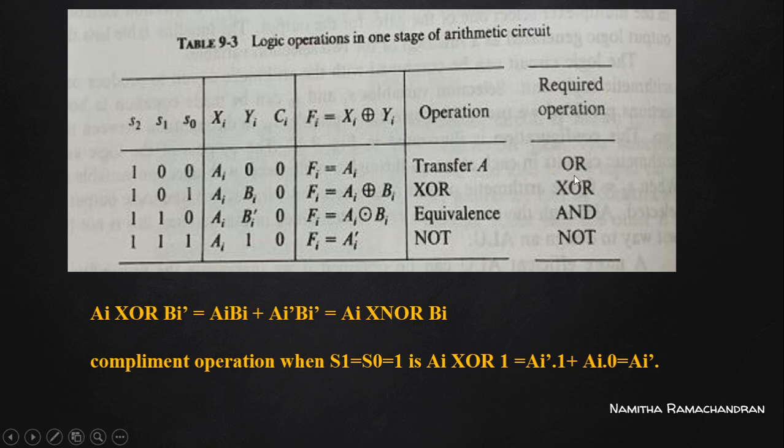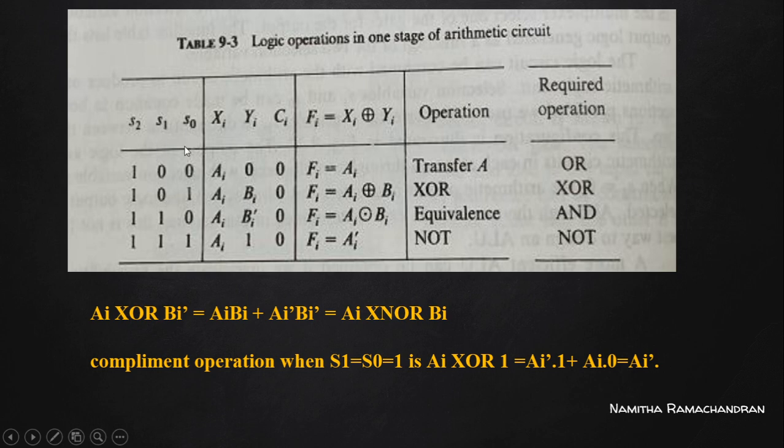Now we want to get the expected operation. In this particular situation, the expected logical operation is OR. In our arithmetic circuit, in the case of S1 equal to 0 and S0 equal to 0, with Xi equal to Ai and Yi equal to 0, and with Ci equal to 0, it performed the transfer operation. But we are expecting a logical operation because now S2 equals 1. If S2 equals 0, it performs this transfer operation, right? Now consider the second case.